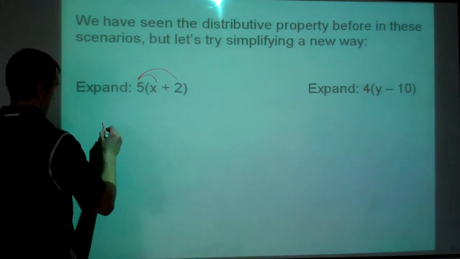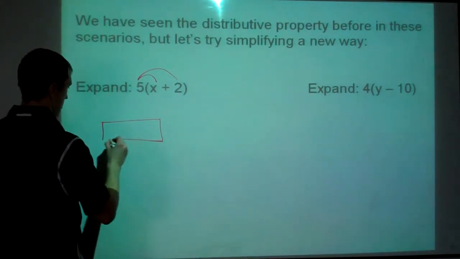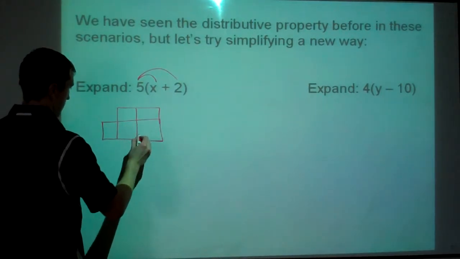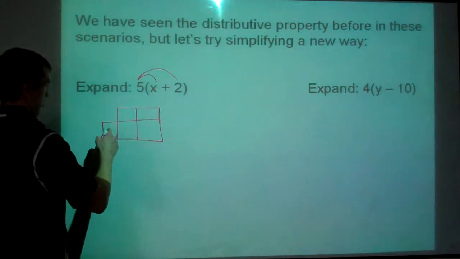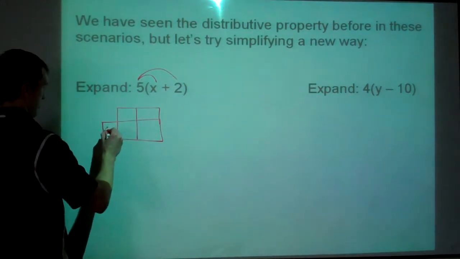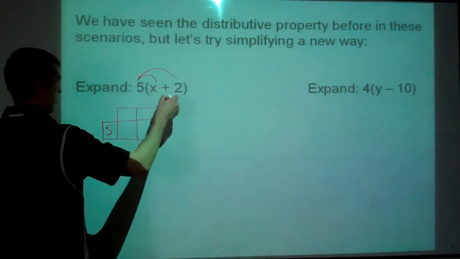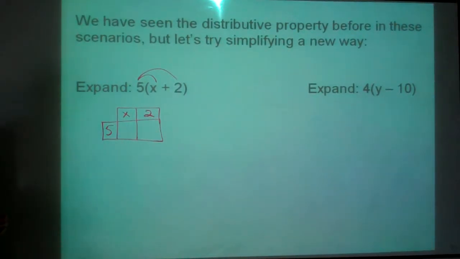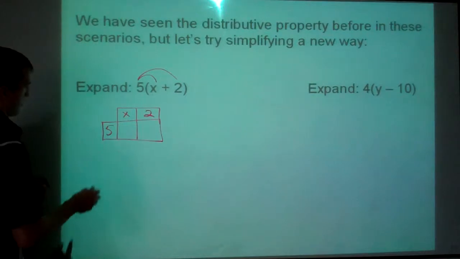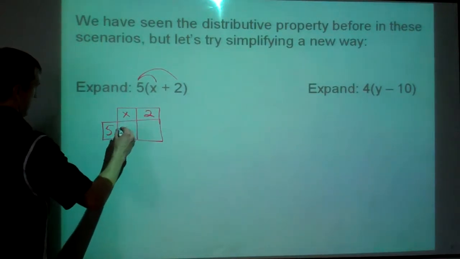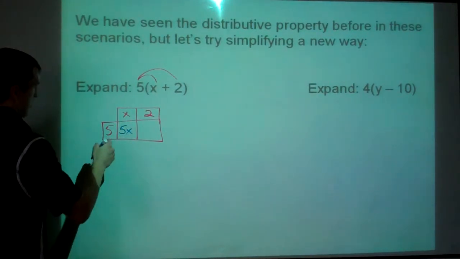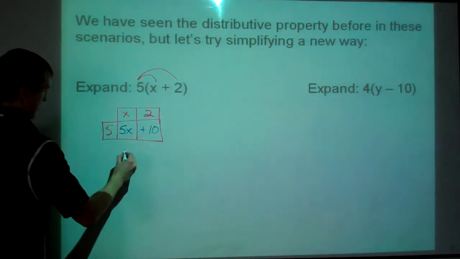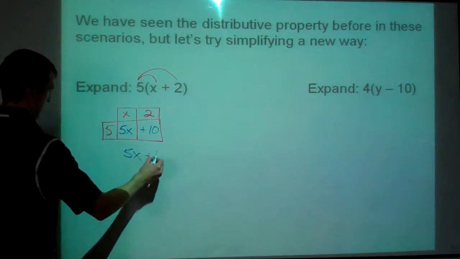I showed the students a new way to do it today, where we had a little box set up. And in here you put the outside number, just 5, and then your 2 terms on the inside go in here. And then you have this little multiplication table set up. 5 times x is 5x. 5 times 2 is a positive 10. And your simplified answer, 5x plus 10.